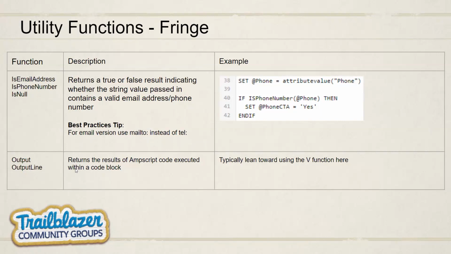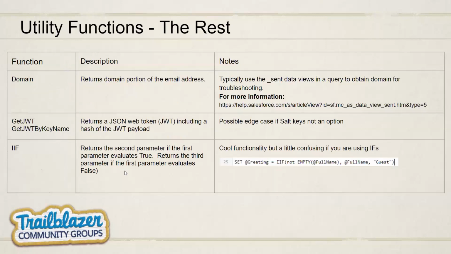Another function within the utility is the output line. So we tend to use the v function here, but you can certainly use output as well and be handy. There are a couple other fringe type functions within the utility domain. One can return the domain of the email address. We'll typically use the sent data view in queries after the email send for that. So definitely take a look at the sent data view information that's available. The get JWT would be used more for encryption.